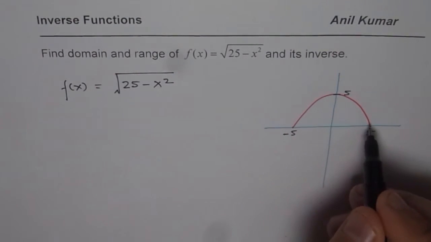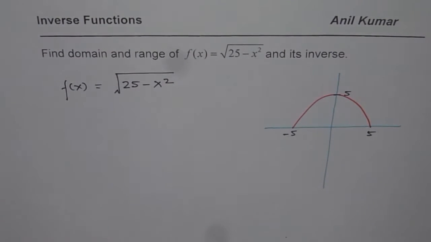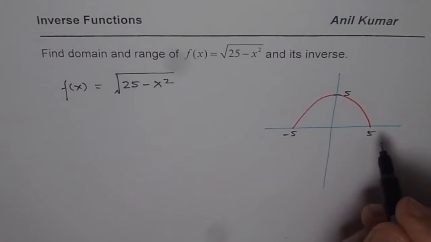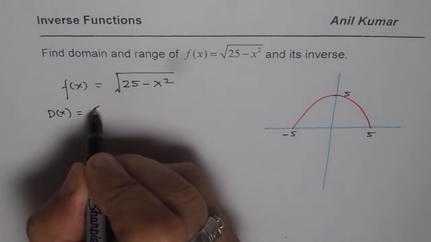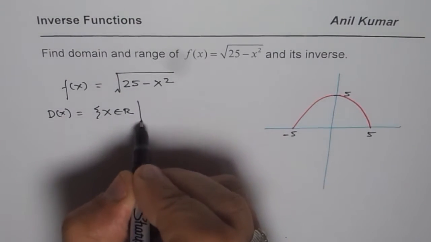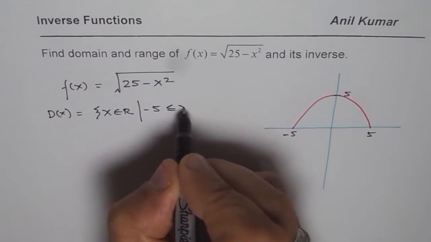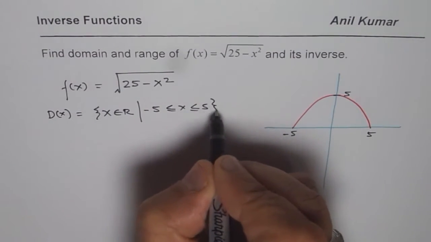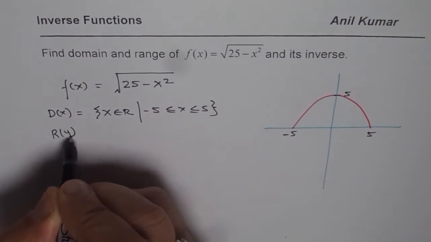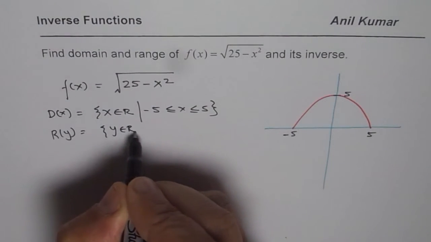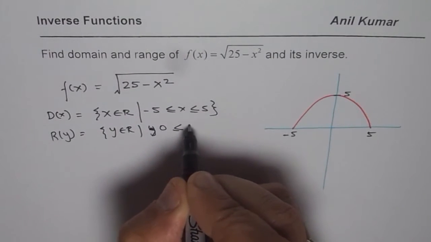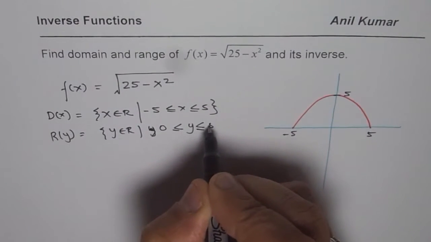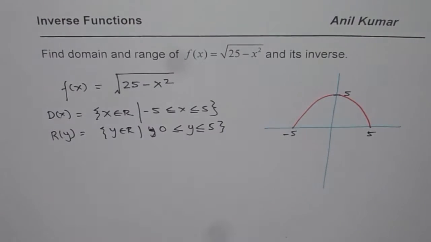So if you sketch it, and if you know that this is a semicircle, then the domain and range are very simple to write, correct? So in this case, the domain for the function is x belongs to real numbers, where x is between minus 5 and plus 5, including both the values. As far as the range is concerned, y belongs to real numbers, where y is between 0 and plus 5. So that is the domain and range for this particular function.